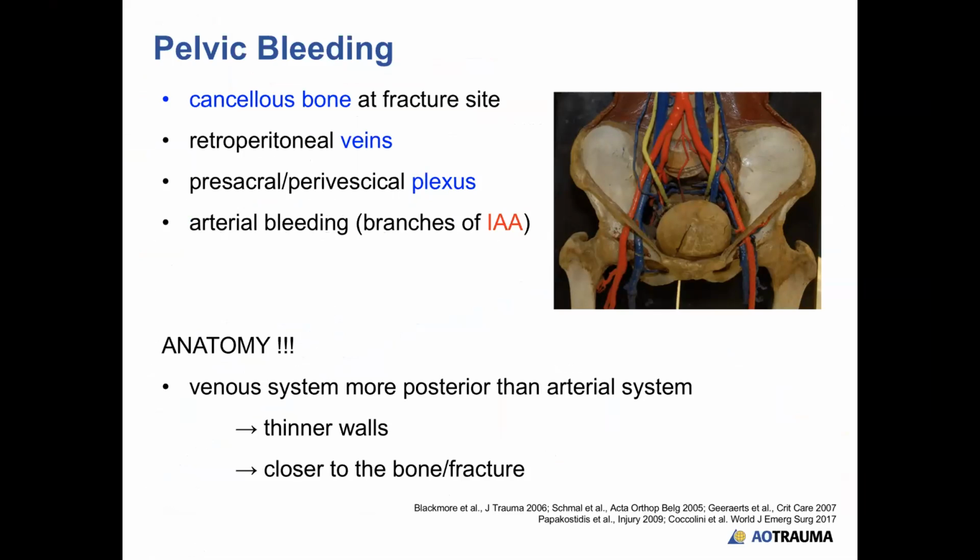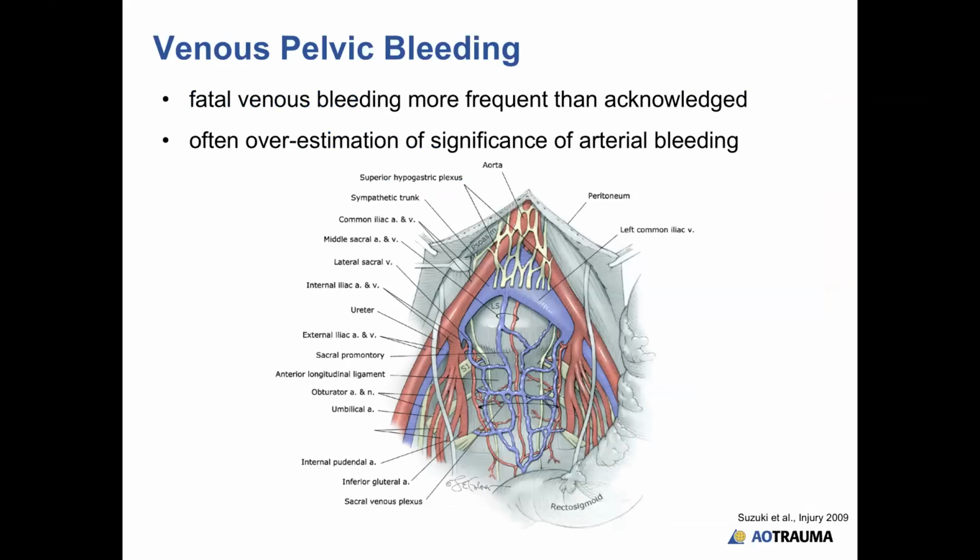And it's interesting, if you look at that picture here, you see that the veins are much closer to the bone than the arteries. And we all know that the veins have a thinner wall, and therefore there's a higher risk that we have a venous injury. And this was stated several years ago, that fatal venous bleeding is expected more frequently than acknowledged up to that time. This is a discussion we took over recent years when we are talking about pelvic packing and angiography. And therefore, arterial bleeding is often overestimated.